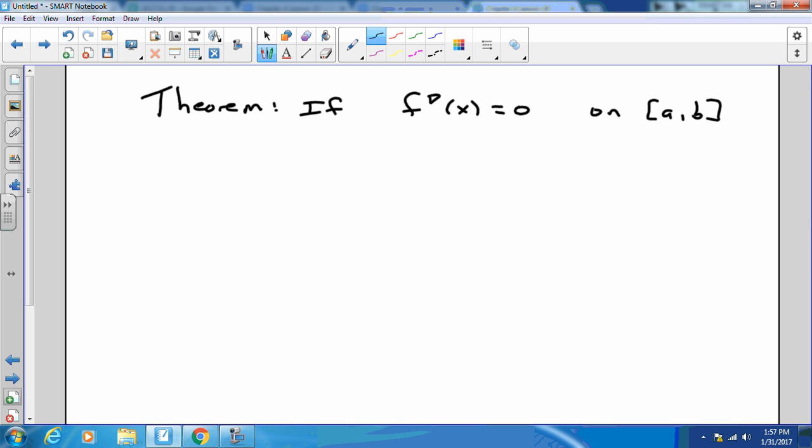If f prime is 0 on an entire interval a to b, I'd like for you guys to try to draw yourself such a function. Pick an a, pick a b, and try to draw a function that has a derivative of 0 for the entire interval.